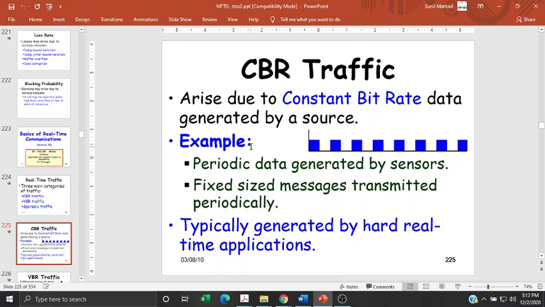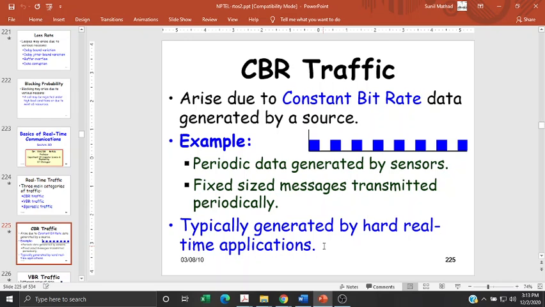So, looking one after another, CBR traffic arises due to the constant bit rate of data generated by a source. Assume there is a sensor, and you have programmed it so that every 30 seconds or every 10 seconds it has to sample the environment and send whatever data it has captured onto the network. So that is periodicity. Whatever periodicity you have set, the sensor data is of a fixed size, maybe 8 bits, so almost an equal amount of data is being transmitted at equal intervals of time. Fixed-size messages transmitted periodically. That is what is meant by CBR, constant bitrate traffic.